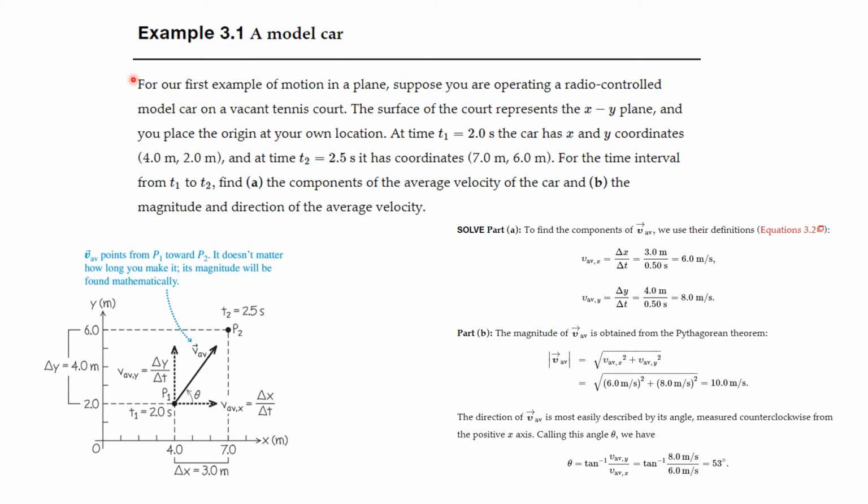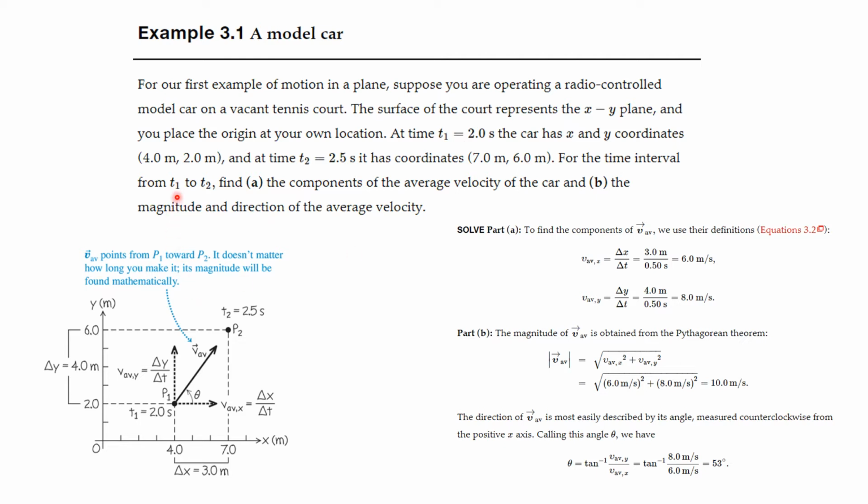At time t1 equal 2 seconds, the car has xy coordinates of 4 meters and 2 meters. That's where the car is relative to you at time t equal 2. And at time t equal 2.5, it has coordinates 7 meters in the x direction and 6 meters in the y direction, again from you.